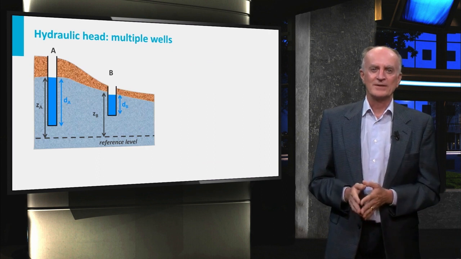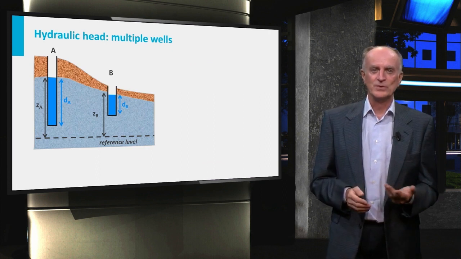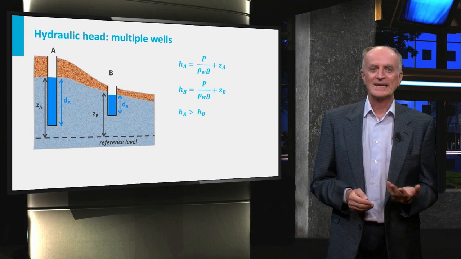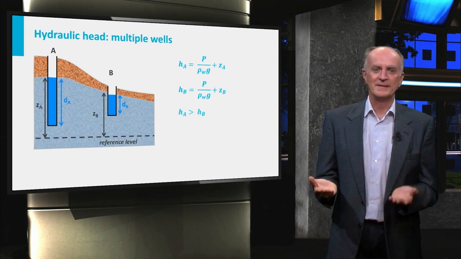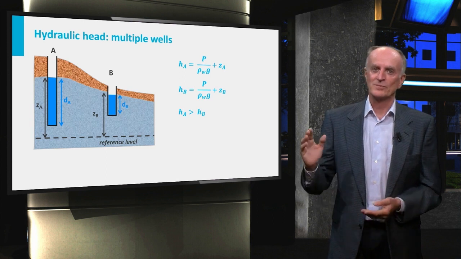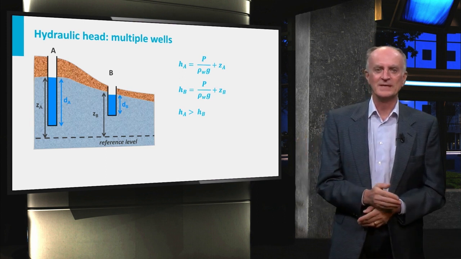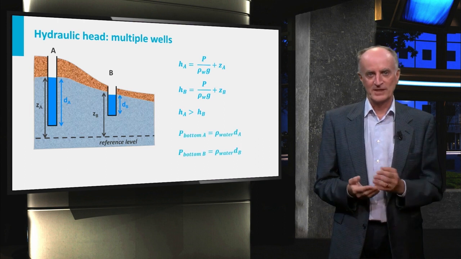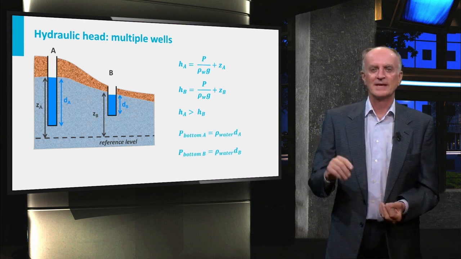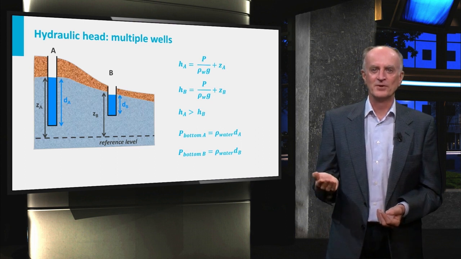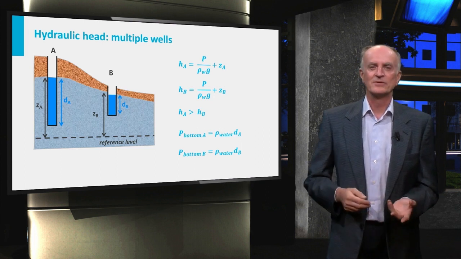Let us now look at the situation with two wells. Using the rules mentioned above, you can clearly see that well A has a head larger than that of well B. If possible, water would then tend to flow from A to B. The pressure at the bottom of the two wells depends on the height of the well itself. In the case shown in the figure, the pressure at the bottom of well A is larger than that of well B.